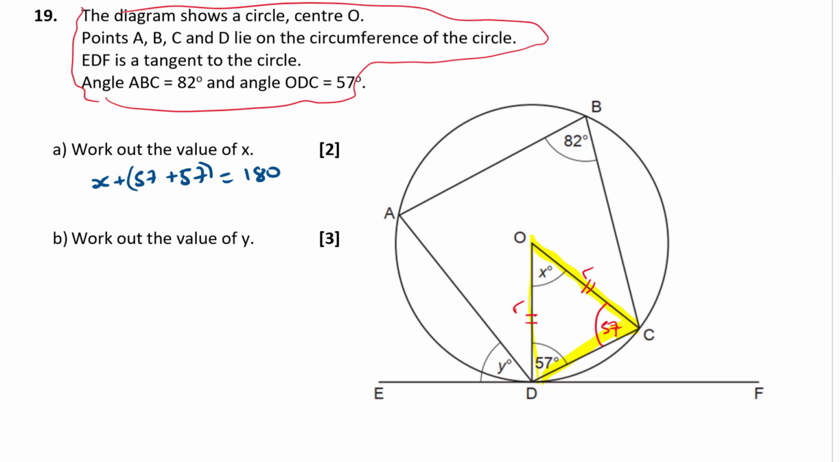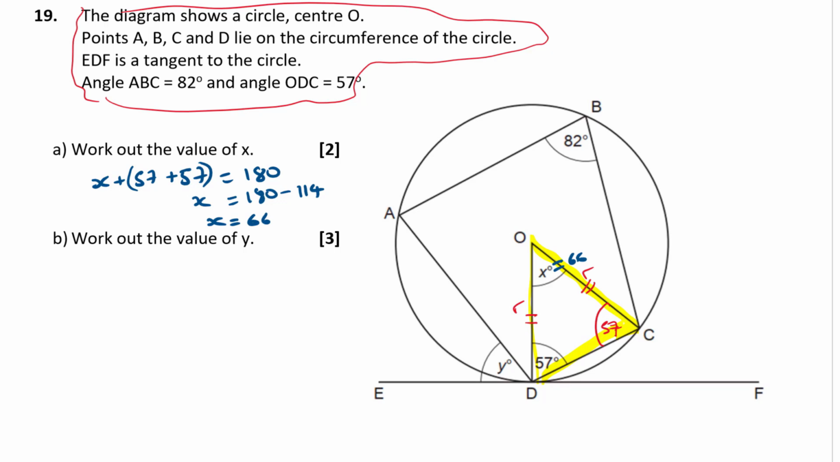So adding those two together, 57 plus 57 is 114, and taking that away from 180, 180 subtract 114, what does that leave me? 180 subtract 114 is 66, isn't it? So x then is 66. Okay, I'm going to add that to the diagram because I think we're going to go on and do some more calculating in this diagram. Next, we need to work out the value of y.